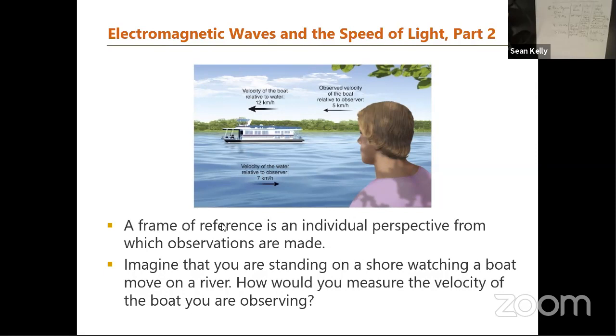A frame of reference. This is kind of an important concept. A frame of reference is the place where you are watching the world. And reality depends on where you watch the world, right? What happens when you do an experiment? Well, where are you watching the world?